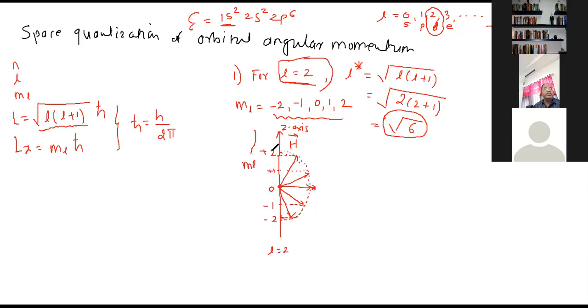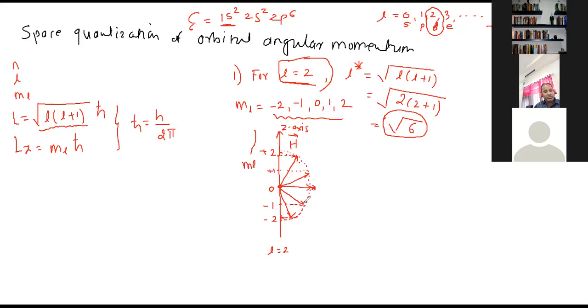When you are having ml value +2, orientation in this direction. When you are having ml value +1, orientation in this direction. 0, orientation in this direction. If you are having -1 value, orientation in this direction. If you are having -2, orientation in this direction.